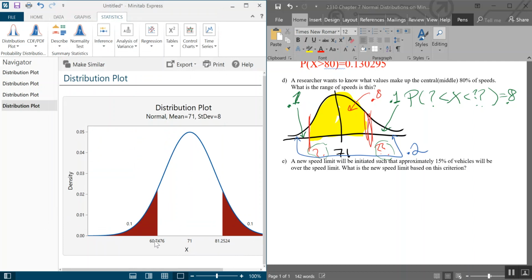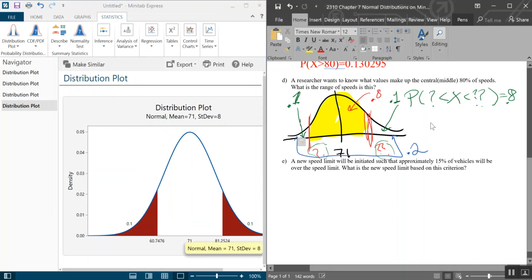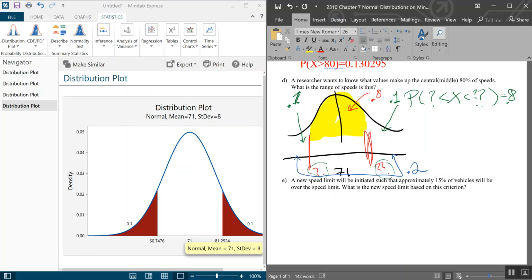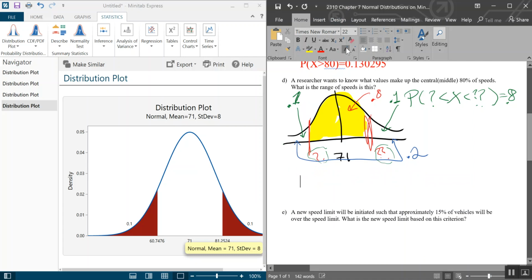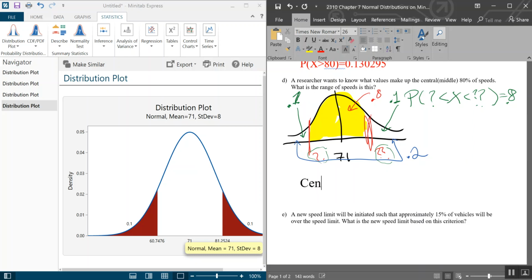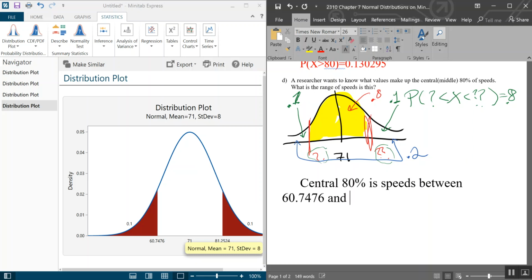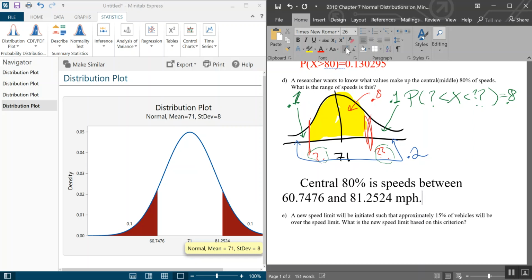All right, so there's our two speeds. I was trying to get this thing to not mess up my picture so that I could write something. So the speeds between which we get the middle 80%: I would write this as the central 80% is speeds between 60.7476 and 81.2524 miles per hour. It's good to always include your units.